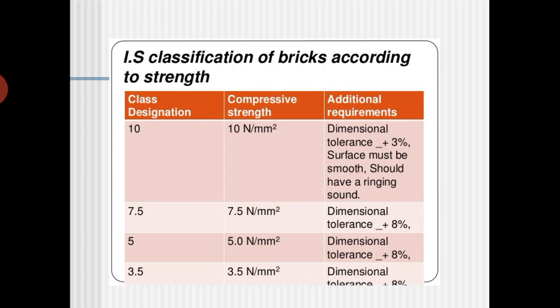Then if you look at the additional requirements, there is dimensional tolerance, the surface must be smooth and should have a ringing sound. Then the second class has a compressive strength of 7.5 Newton per mm square, with dimensional tolerance of plus or minus 8%. Then 5 Newton per mm square, also plus or minus 8%, and 3.5 Newton per mm square.